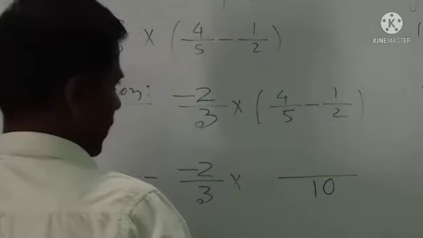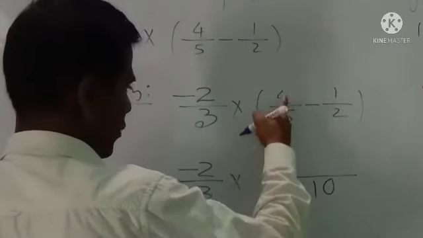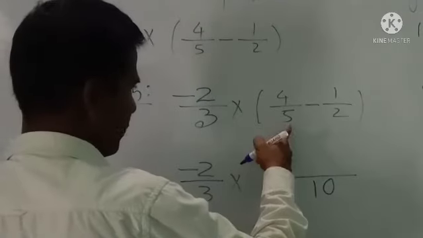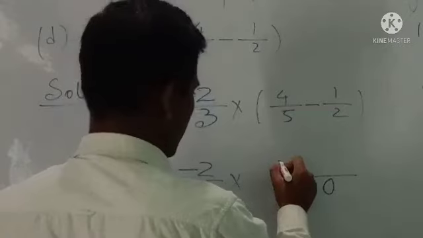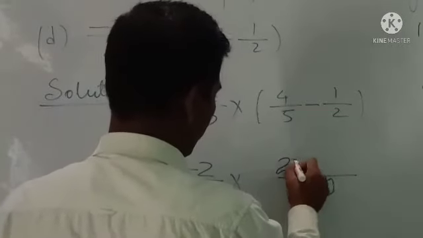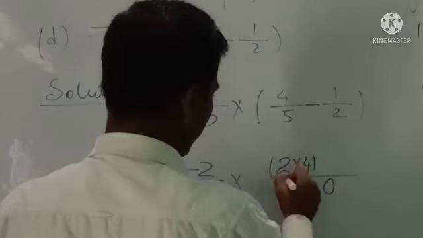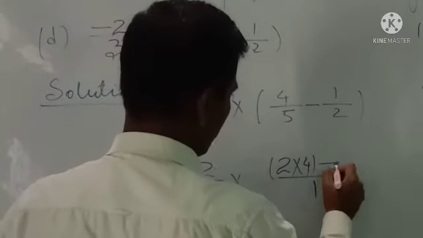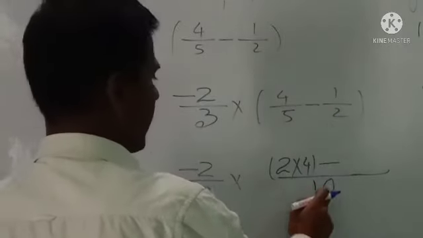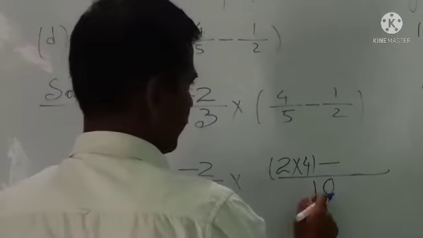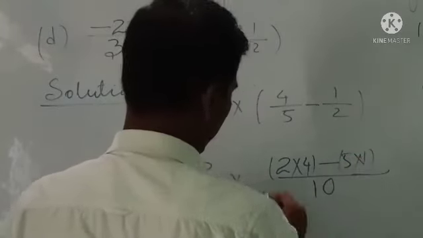Now we divide this 10 by the first denominator 5: we get 2, since 5 times 2 is 10. Then 2 times the numerator 4, so we write 4. Now this is minus. Again, dividing the LCM 10 by the second denominator 2, we get 5, and 5 into 1.